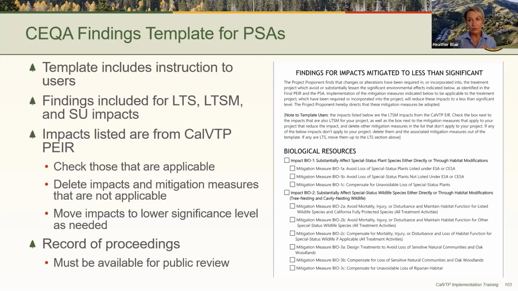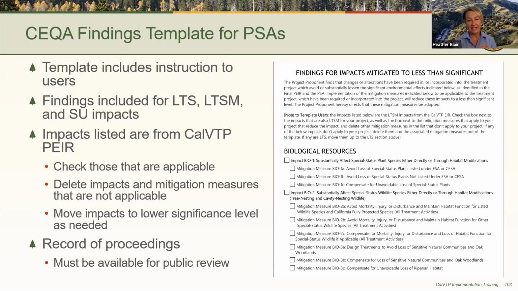You could also move impacts around if need be. So for example, as shown in the excerpt on the slide, impact BIO-1 was determined to be less than significant with mitigation in the program EIR. But if for your project, impact BIO-1 is less than significant and does not require mitigation, as substantiated in the PSA, then you would cut and paste it under the findings for impacts that are less than significant. You can move the impacts around to put them under the right heading for the significance determination.